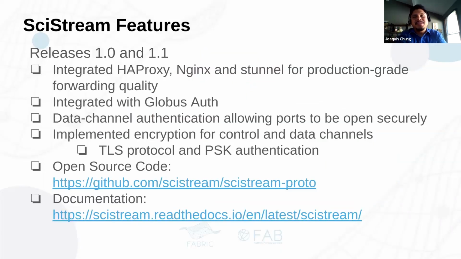So what are the technical features of SciStream so far? In the last two releases, 1.0 and 1.1, we have integrated HAProxy, Nginx, and Stunnel for production-grade forwarding quality on the data plane of SciStream. We have integrated with Globus Auth for federated identity. We have data channel authentication, allowing ports to be opened securely. We implemented encryption for control and data channels. So we use a TLS protocol for the control channel and pre-shared key authentication for the data channel. And you can find the open source code in this repository and the documentation here. We will show this again at the end of the webinar.